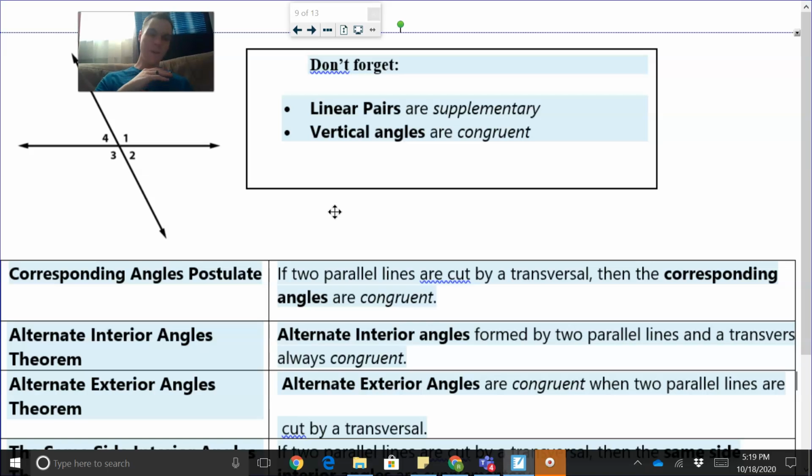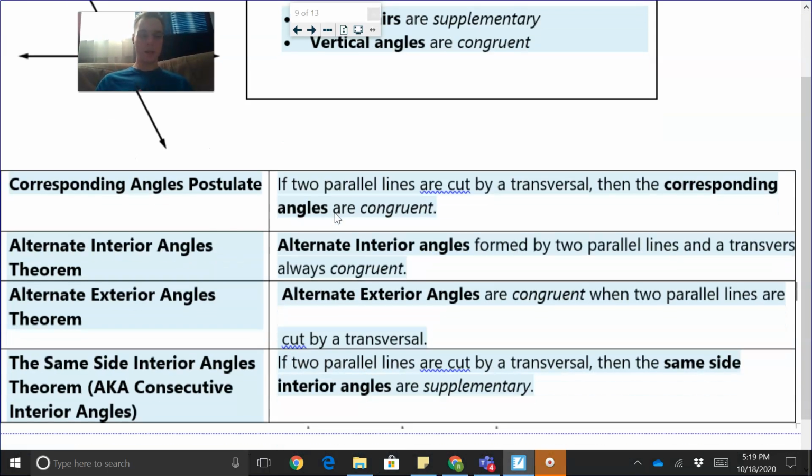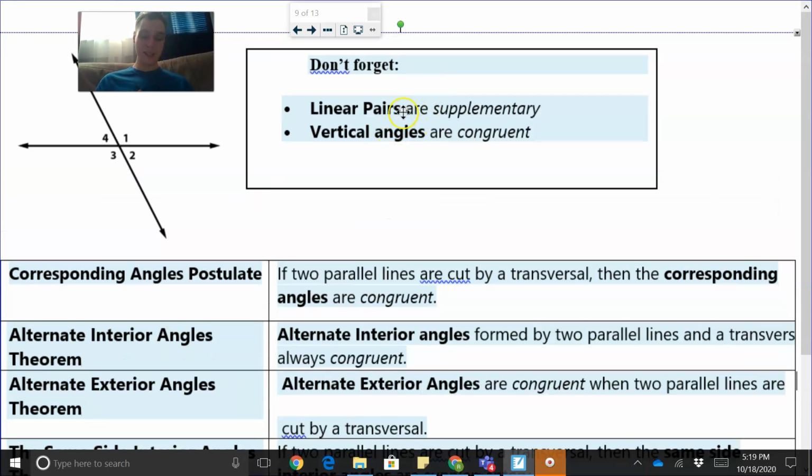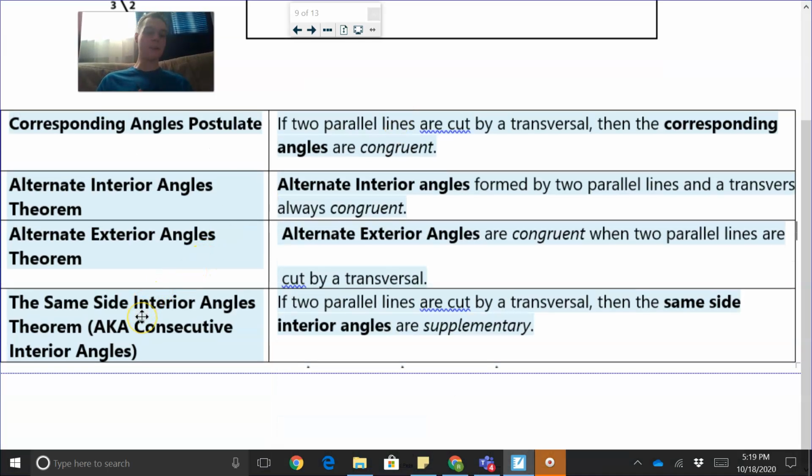So again, very vocab heavy day today. We have 1, 2, 3, 4, 5, 6 different vocab words, and I could also talk about same side exterior if I wanted to.